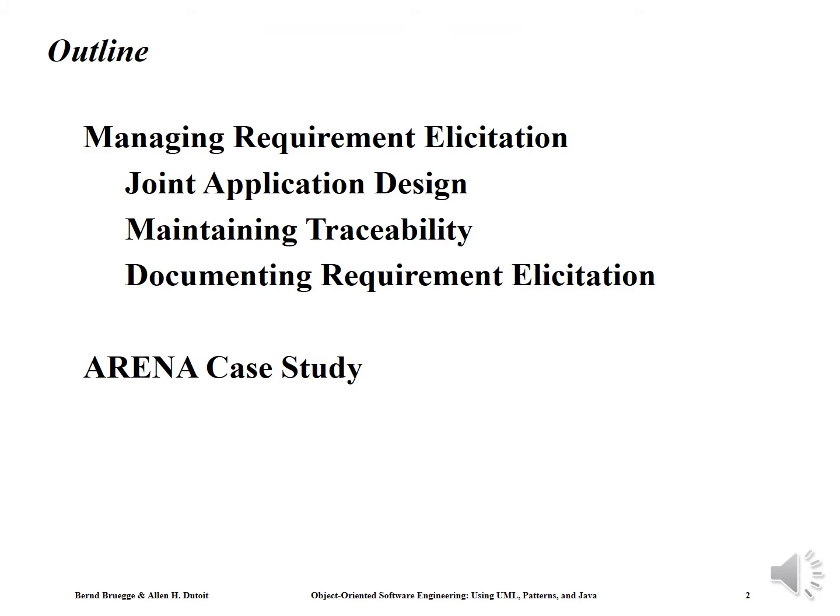Bismillahirrahmanirrahim. Today we are going to discuss various methods for eliciting information from the users and negotiating an agreement with the client. These methods are joint application development or design, maintaining traceability, and documenting requirement elicitation. After that we will discuss what you have to do with the Arena case study.